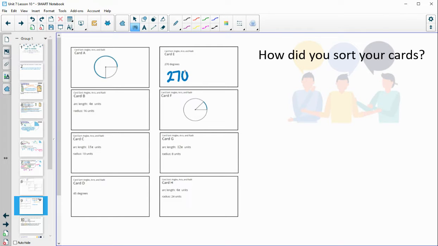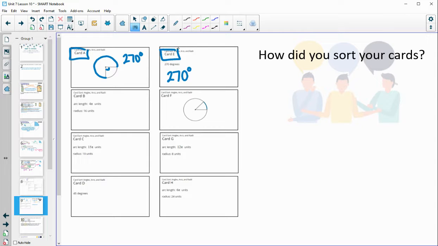So card E said 270 degrees. And immediately I'm noticing this arc right here comes from a 270 degree angle. I know that because I know that 270 is 3/4 of 360. You also could know that by seeing that this is 90 and 360 minus 90 gave you 270. So I'm certainly going to put these two cards together.